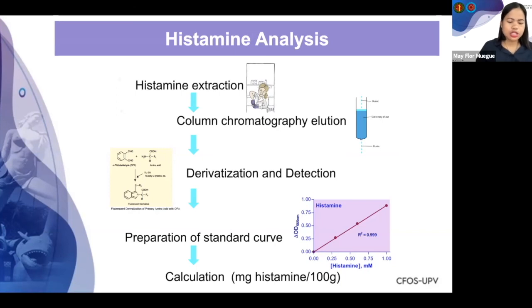So, histamine is extracted from the sample using methanol, and the interfering compounds are removed by anion exchange chromatography. So, mag-extract ka muna ng histamine, and then you do chromatography to remove the contaminants. Ayan, and then you do a derivatization and detection.